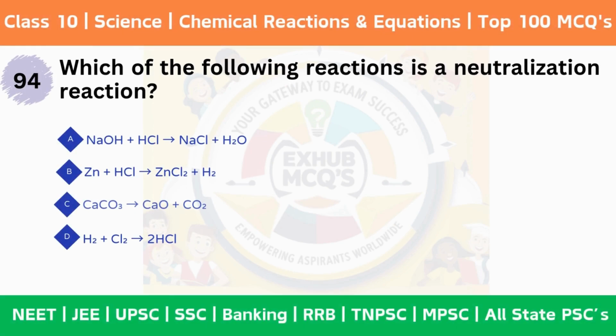MCQ 94. Which of the following reactions is a neutralization reaction? Option A, sodium hydroxide reacting with hydrochloric acid to form water and salt. Option B, zinc reacting with hydrochloric acid to form zinc chloride and hydrogen. Option C, calcium carbonate decomposing into calcium oxide and carbon dioxide. Option D, hydrogen reacting with chlorine to form hydrogen chloride.